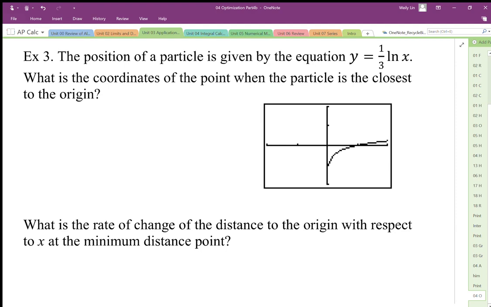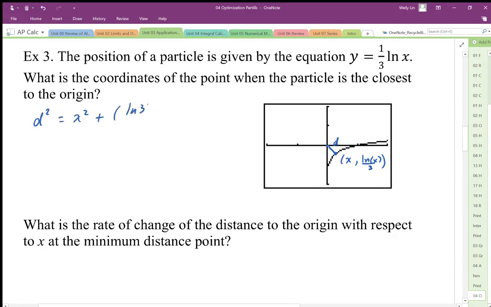A strategy that involves calculus or derivatives to solve this problem would be to set this up as a distance from the origin to some point here. We'll label that as x and y, which we'll replace with ln x over 3. And to find the distance, we'll call it d, we'll just use Pythagoras. It's going to be d squared is equal to x squared plus y squared.